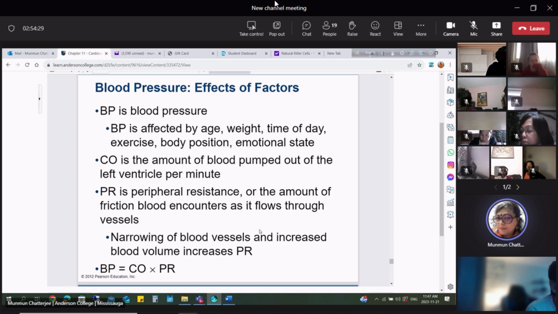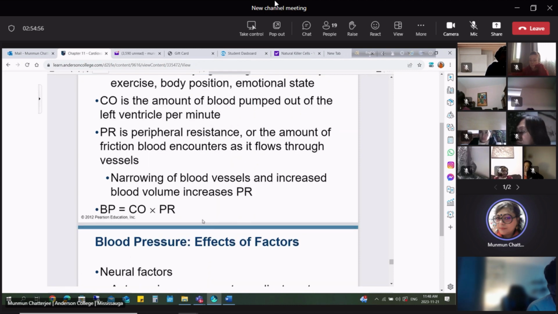So narrowing, PR is peripheral resistance, we already said. Narrowing of the blood vessels and increased blood volume increase PR, because narrowing of blood vessels will increase the blood pressure. So obviously it is going to increase the blood pressure. So BP is equal to cardiac output times PR, and HR.